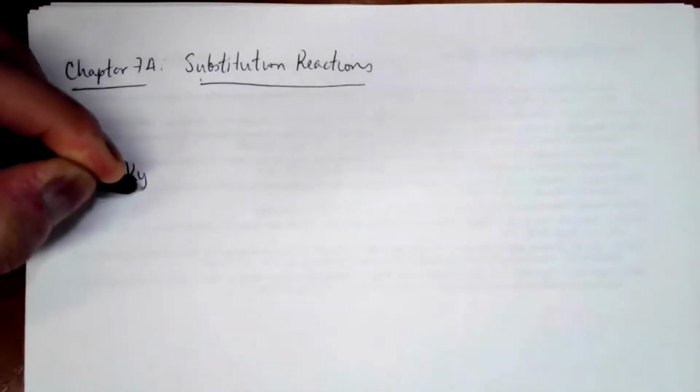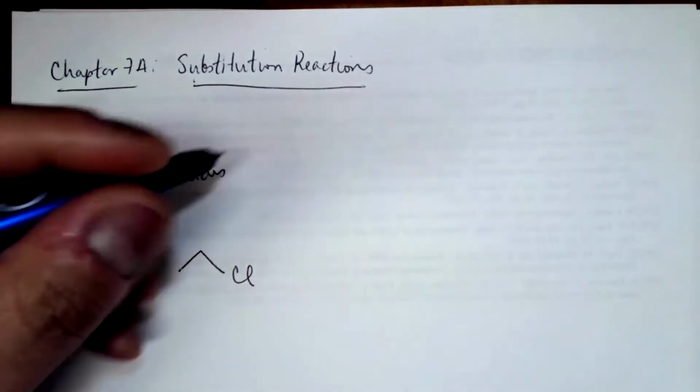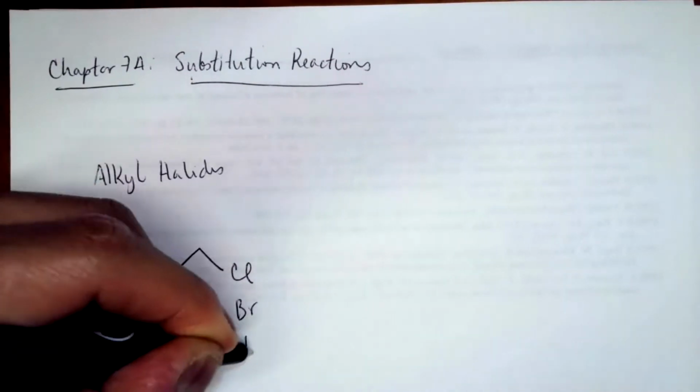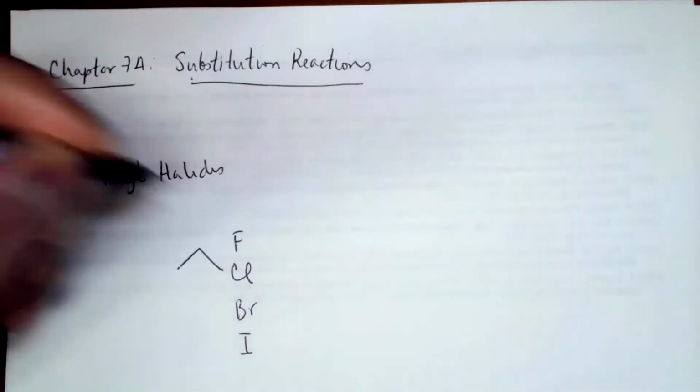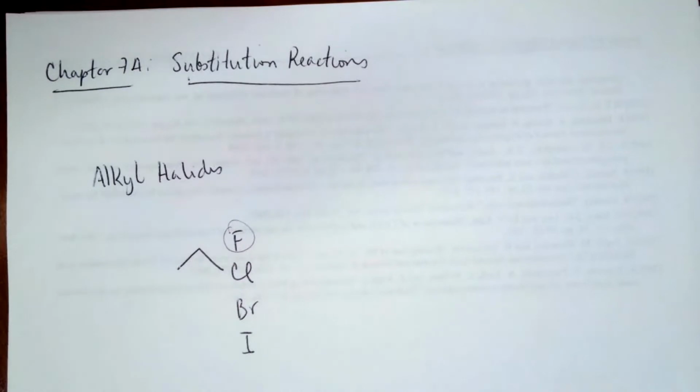Yep. So alkyl halides are compounds that have chlorine, can be bromine, can be iodine. You say, what about fluorine? Yes, fluorine too. But as we will see soon, fluorine is a bad leaving group. Even though it's an alkyl halide, really we're using the alkyl halides as good leaving groups.